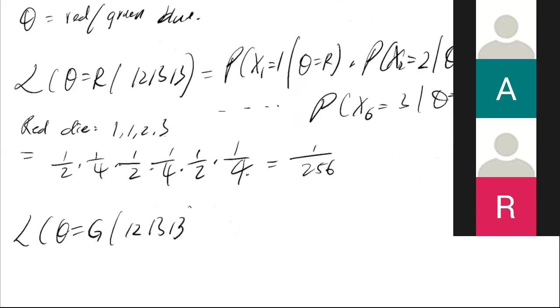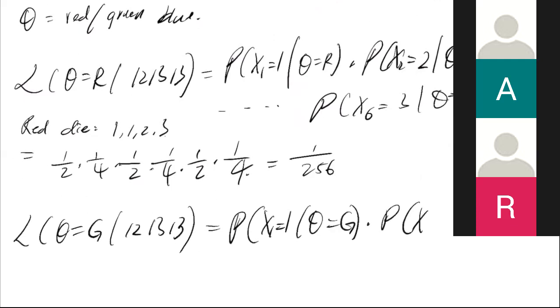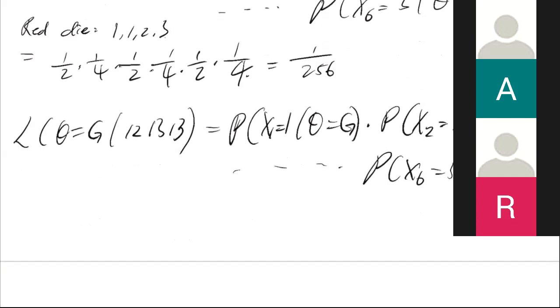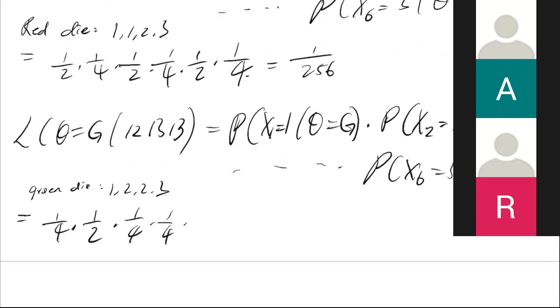And then we do the same thing if theta is a green die, with the result 1, 2, 1, 3, 1, 3. That's the probability of x1 equal to 1 given that the die is green, times the probability of x2 equal to 2 given the die is green, times, up to x6 is 3. The green die is 1, 2, 2, 3. So it has 1/4 to get a 1, 1/2 to get a 2, 1/4 to get 1, 1/4 to get 3, 1/4 to get 1, 1/4 to get 3. And that's 1/2048.